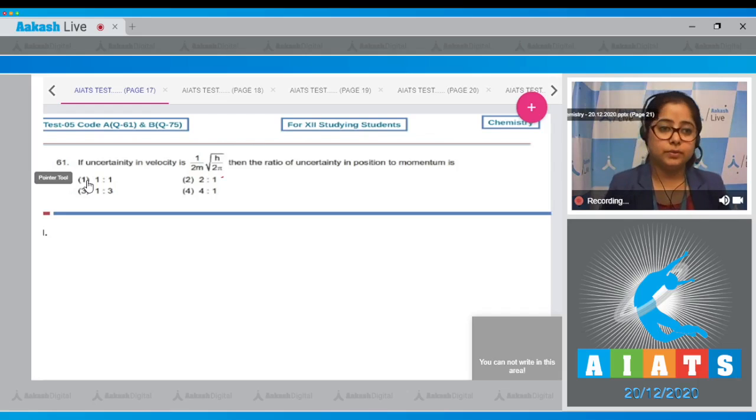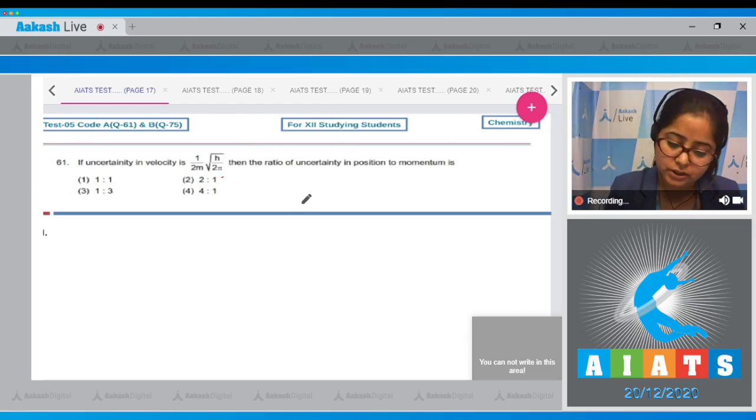Question number 61. Let's read the question, students. If uncertainty in velocity is 1 by 2m under root h upon 2 pi, then the ratio of uncertainty in position to momentum is. Students, for this question, we need to understand Heisenberg uncertainty principle, and the formula derived by that is delta x dot delta p greater than or equal to h upon 4 pi.